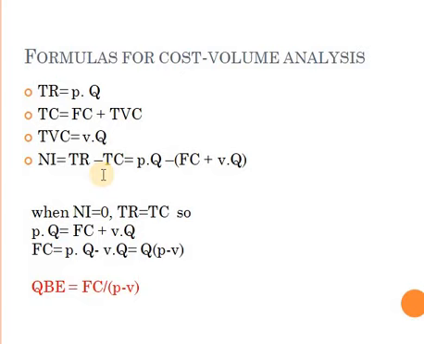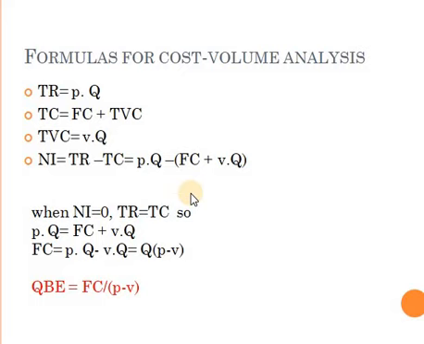We just put into this equation the values that I know for the total revenue and the total cost. So the net income equals PQ, which is the total revenue, minus the value of total cost, which is the fixed cost and the variable cost. And now I want to show you how do I derive the equation related to the break-even quantity.